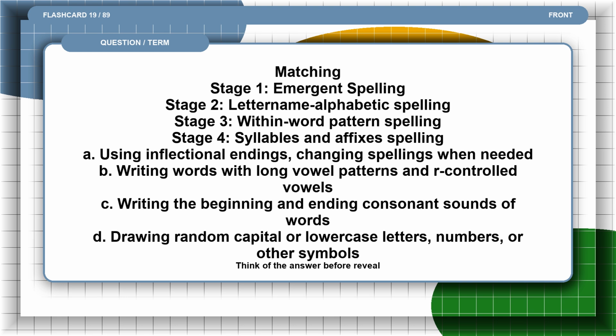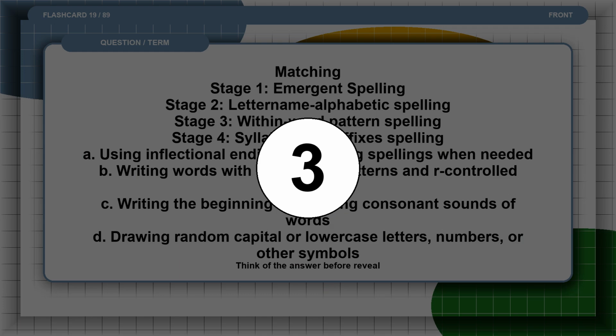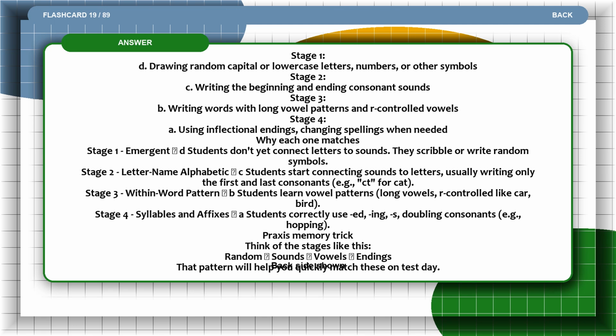Pause and think of the answer before the reveal. The answer is Stage 1, D. Drawing random capital or lowercase letters, numbers, or other symbols. Stage 2, C. Writing the beginning and ending consonant sounds. Stage 3, B. Writing words with long vowel patterns and R-controlled vowels. Stage 4, A. Using inflectional endings, changing spellings when needed.